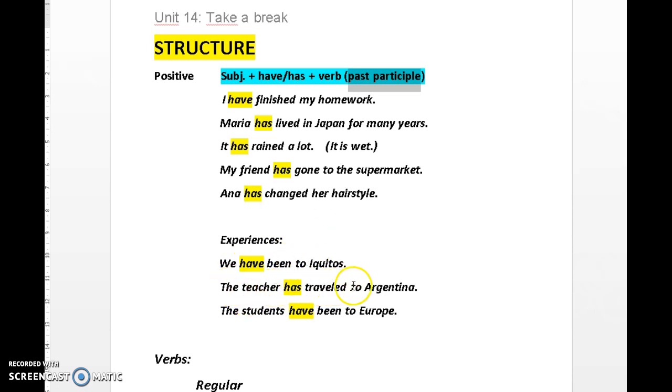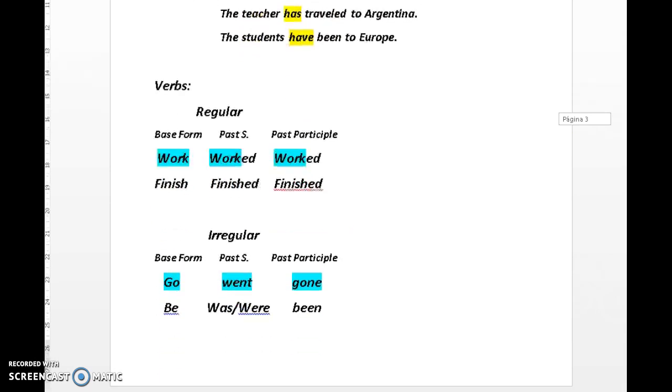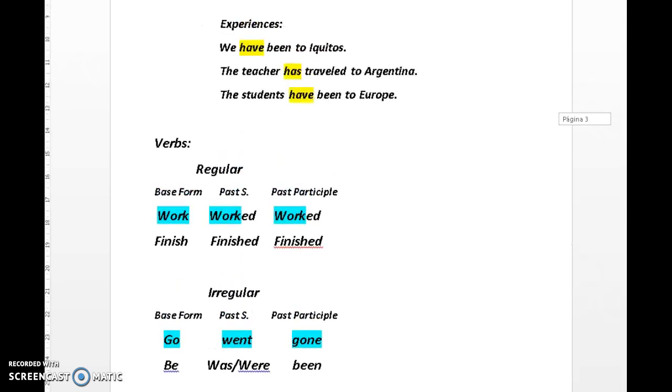The teacher has traveled to Argentina. The students have been to Europe. Experiences. Okay? Have been, has traveled, have been. Okay. Then we are going to consider the verbs.